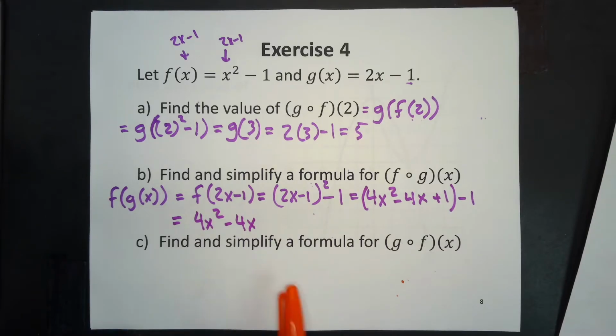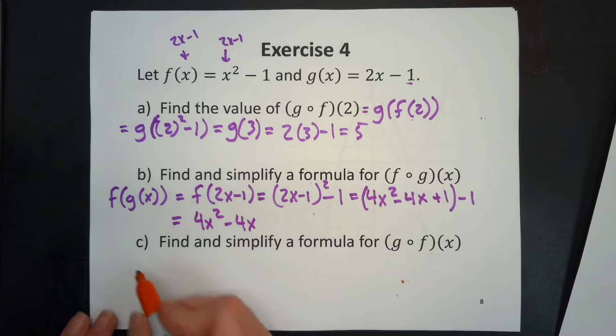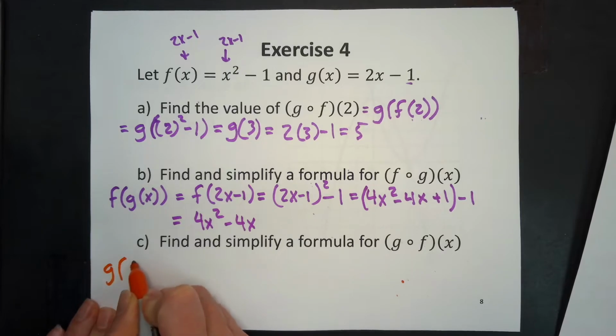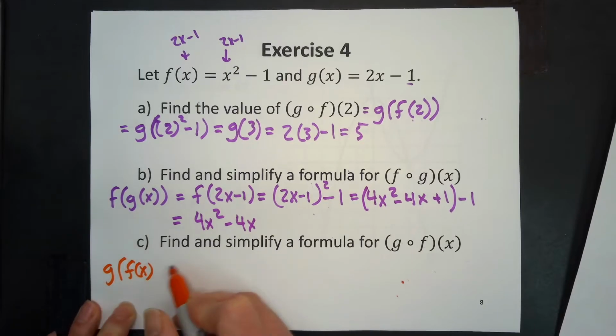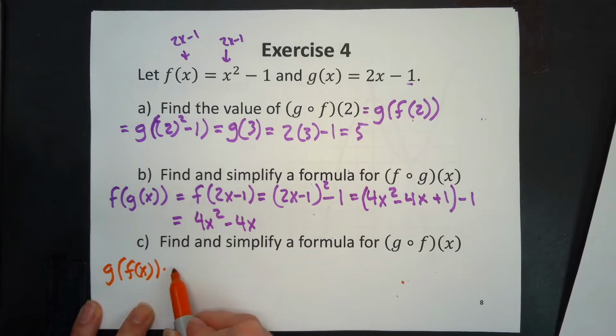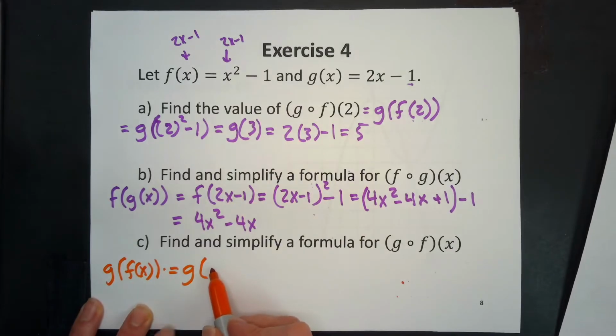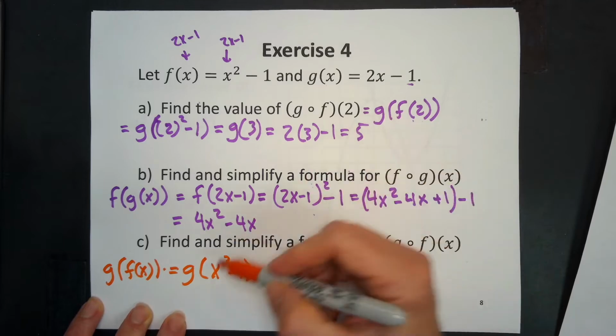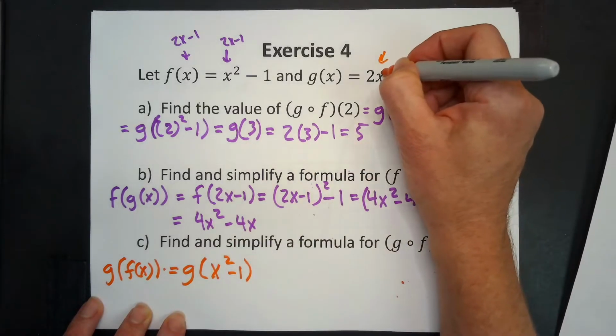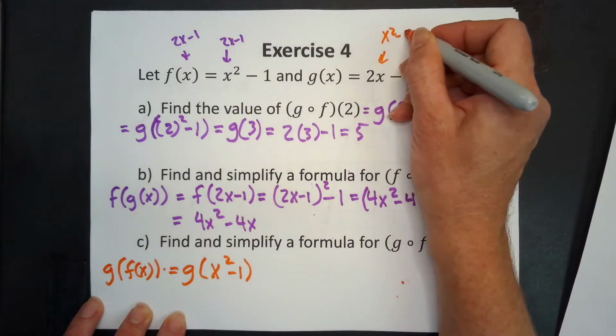Next, it says find and simplify formulas for decomposing in the other direction. So now we're going to say g of f of x. And so what is that going to do? Well, we're going to write down our g of, well, what does f do? It takes a number, squares it, and subtracts 1 from it. So I'm going to have x squared minus 1 in here. Then I plug that in for g. So I'm going to replace this x right here with x squared minus 1.